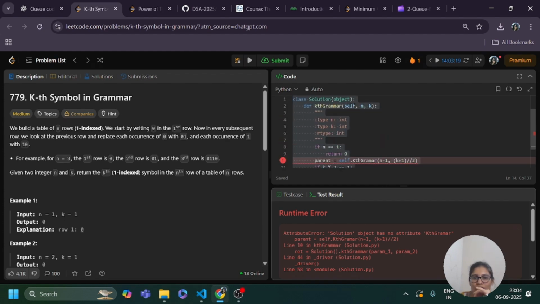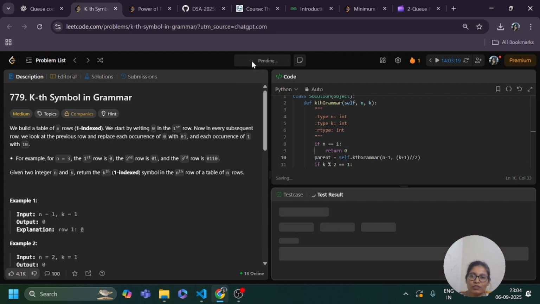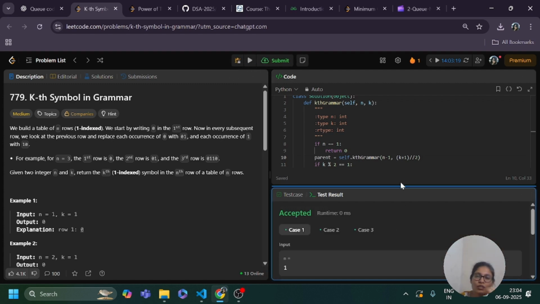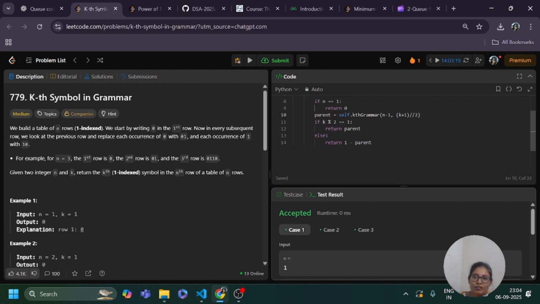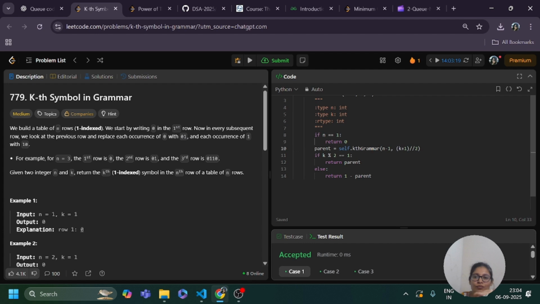Here I think I need to change the function name. Now I need to run it again. Okay, accepted. So this is the solution of our problem.